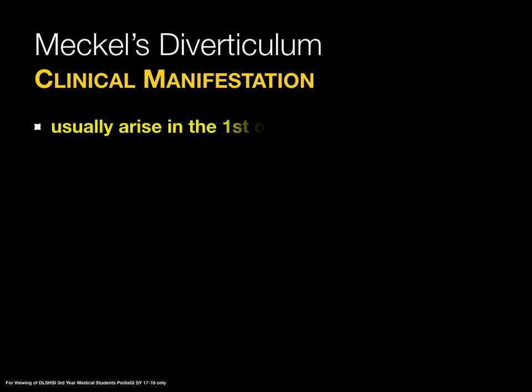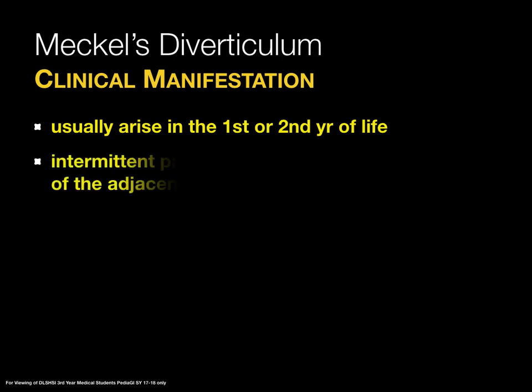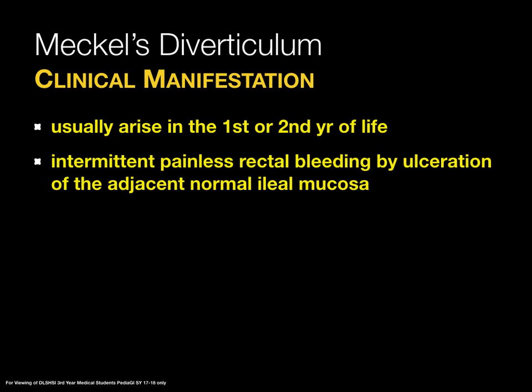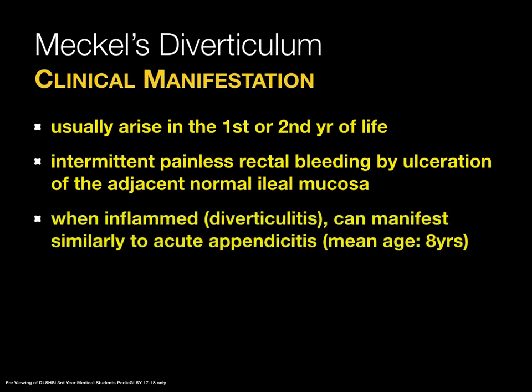Meckel's diverticulum usually arises in the first or second year of life. Initial symptoms can occur in the first decade of life, with intermittent, painless rectal bleeding by ulceration of the adjacent normal ileal mucosa. When inflamed, called diverticulitis, it can manifest similarly to acute appendicitis, with a mean age of 8 years. The ectopic mucosa causes the painless rectal bleeding, usually of gastric origin, but it can be pancreatic, jejunal, or a combination of these tissues.